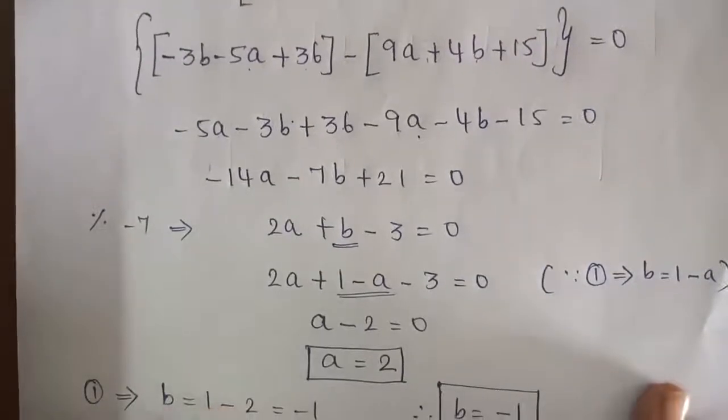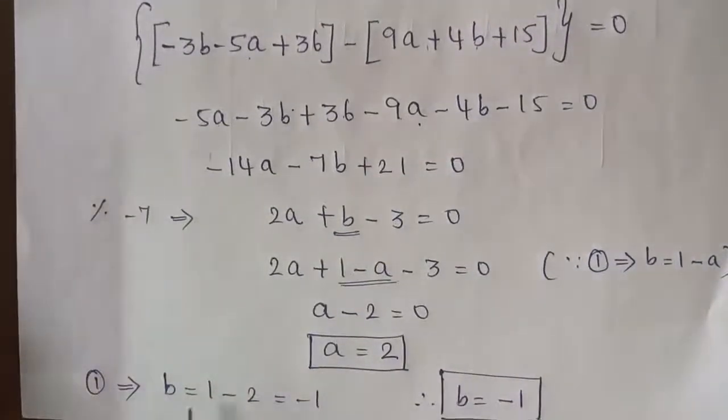Substitute the value of a is equal to 2 in equation 1. You get b is equal to 1 minus 2, which is equal to minus 1. Therefore the value of b is equal to minus 1.